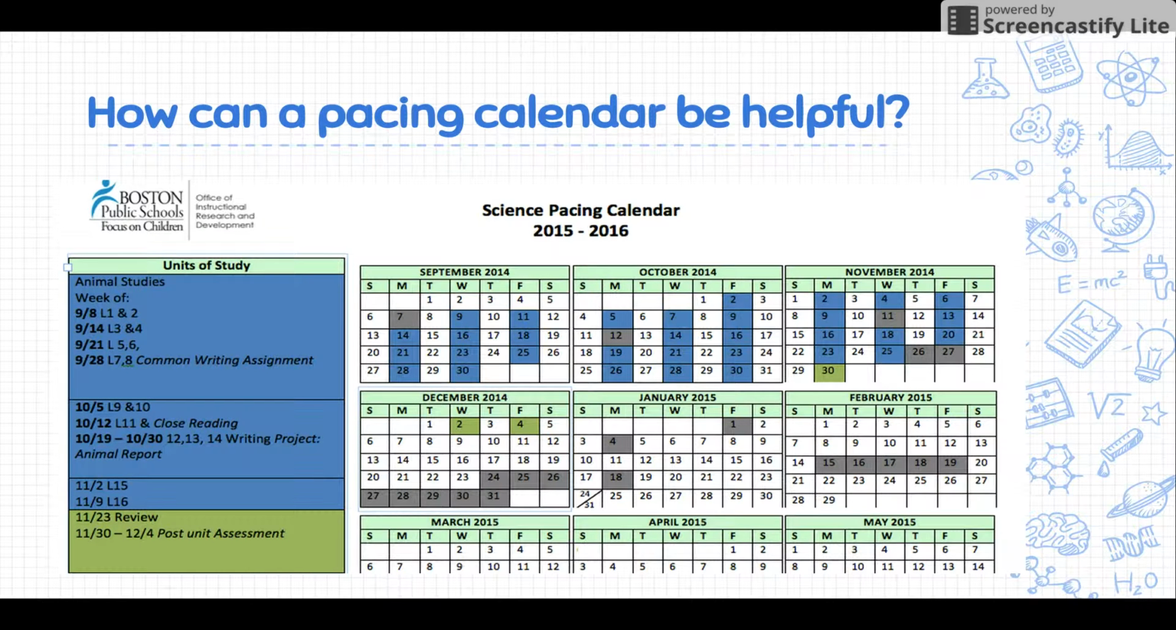How can a pacing calendar be helpful? Well, here's an example pacing calendar I filled out for animal studies. I know I will teach the unit 3 times a week. I also put to the left over here when I will administer the common writing assignment. I'll use the close reading assignment that's available, and I always like to do a writing project with every science unit I teach. So during animal studies, we take this opportunity to write animal reports because students build so much background knowledge observing the animals and reading about them. And then over here in green is when I'll review and administer my post-unit assessment just before the unit is due to go back.